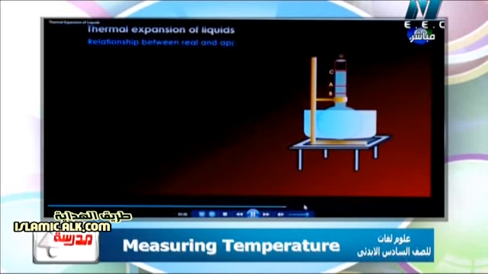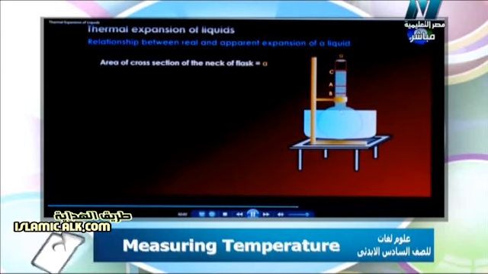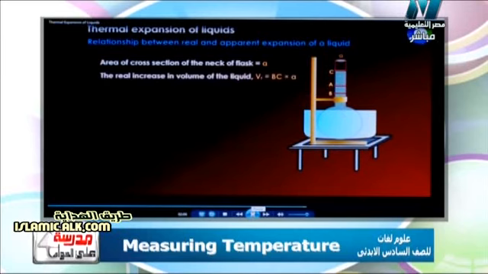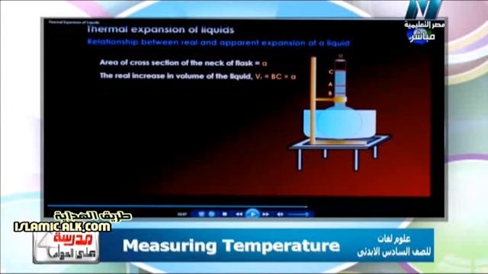So again, what happened when I put very cold water? The liquid contracts, or the liquid level falls down. The liquid level falls down. So now this short video illustrates that. The video here teaches me something very important: that liquids expand by heating and contract by cooling.